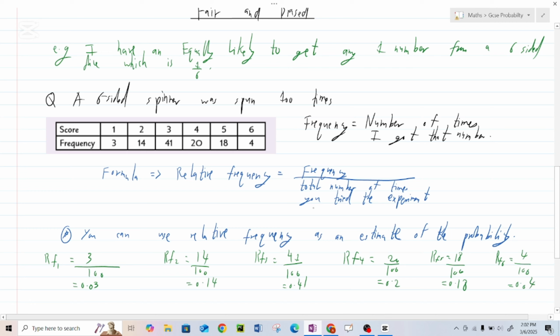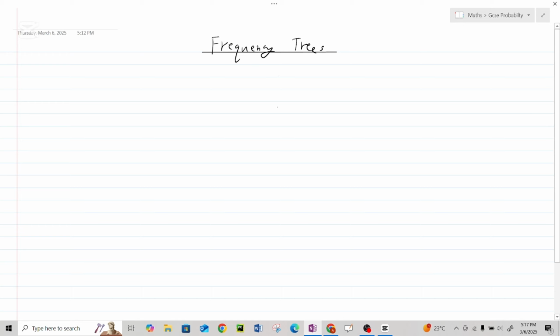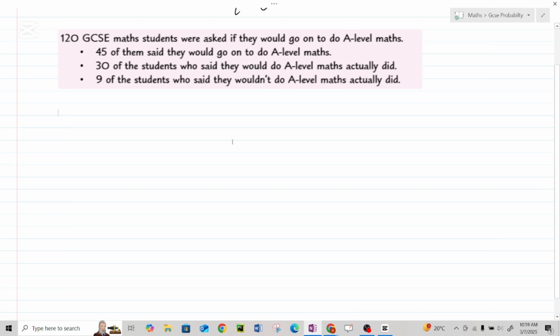So that's how we calculate it if we have to find out from the frequency an estimate of the probability by using the formula for the relative frequency. Next we have a frequency tree. Now to understand this, let's first have a question here. Now we have a question in front of us.